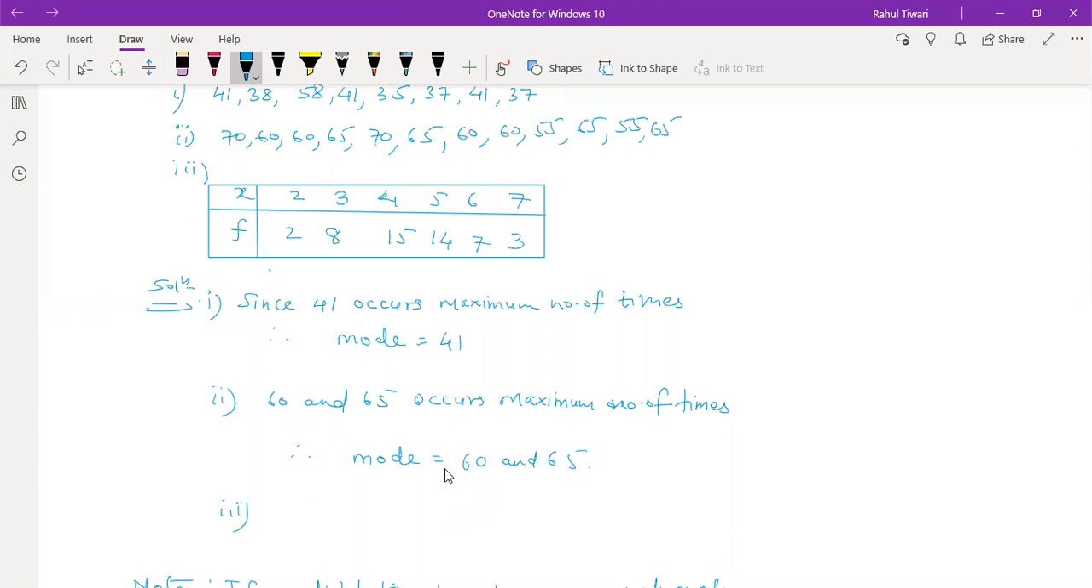Now, if I look at the third problem, here 15 is the maximum frequency we are interested in. So the maximum frequency is 15. Therefore, mode is equal to 4. Yes, any question? Let me know.